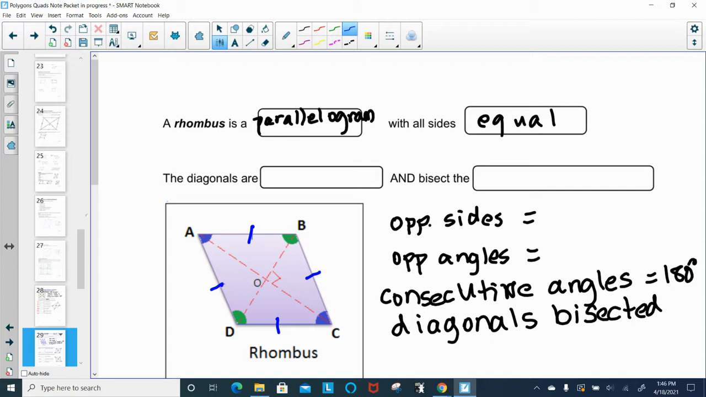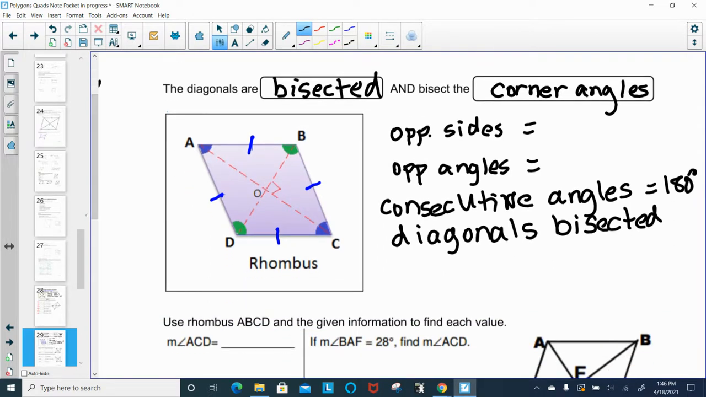Now, the diagonals are interesting. The diagonals are still bisected, but they're not equal anymore. And they do something special. They bisect the corner angles. That might sound kind of complicated, and I'll explain it pretty quickly. We'll talk about it in class a little bit.